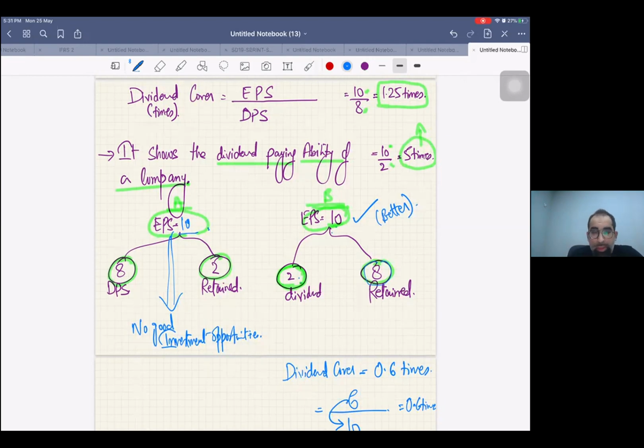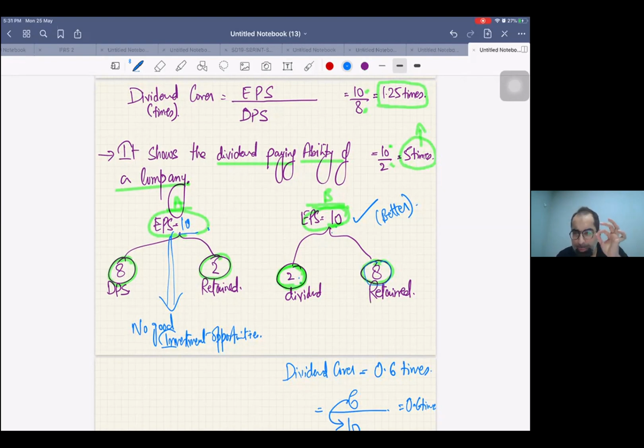Now look at it. Dividend cover is EPS divided by DPS. This time I have used per share figures, earnings per share and dividend per share. Both numerator and denominator are per share figures.